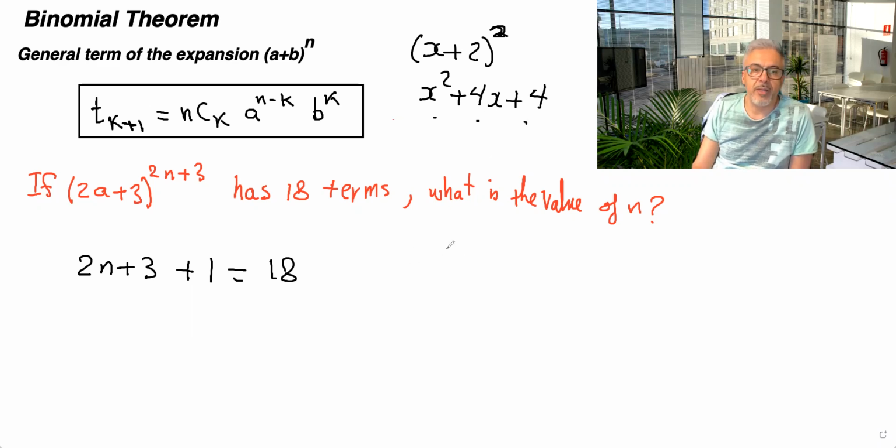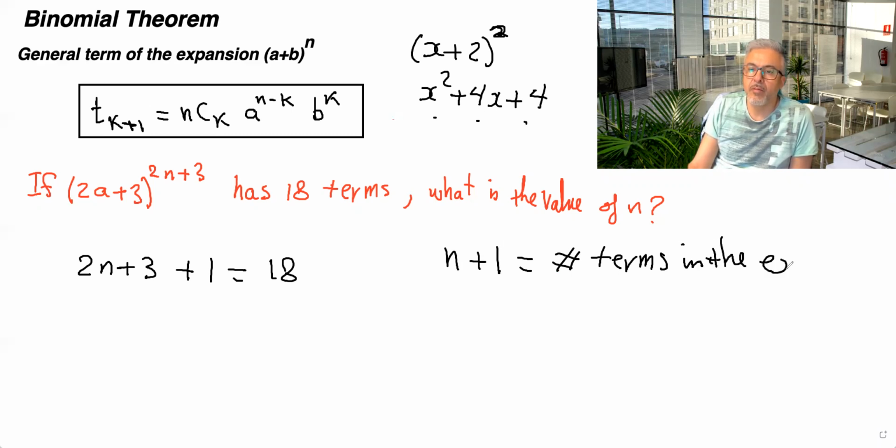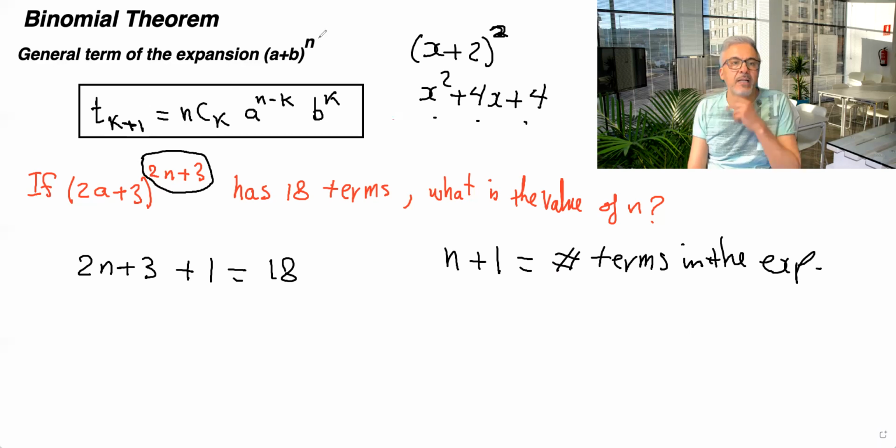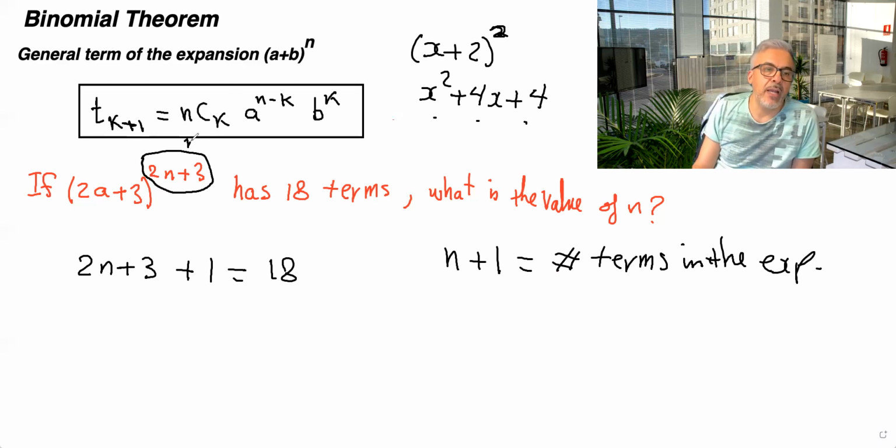So n plus 1 gives you the number of terms in the expansion. Yeah. Now, this is your n. Don't worry about the n here. I'm talking about this n according to this formula here. Okay. Right there. So this is your n.